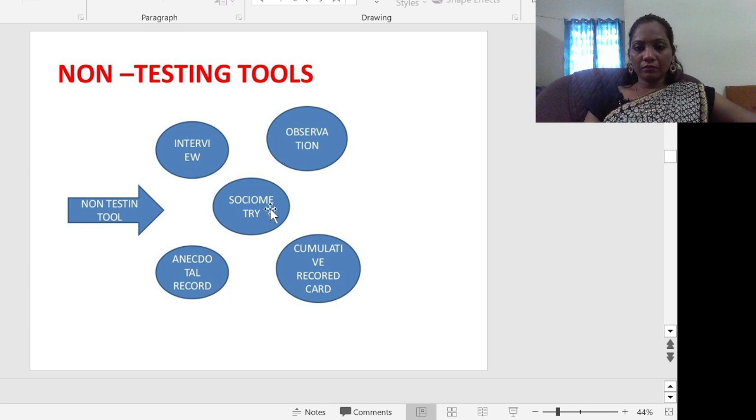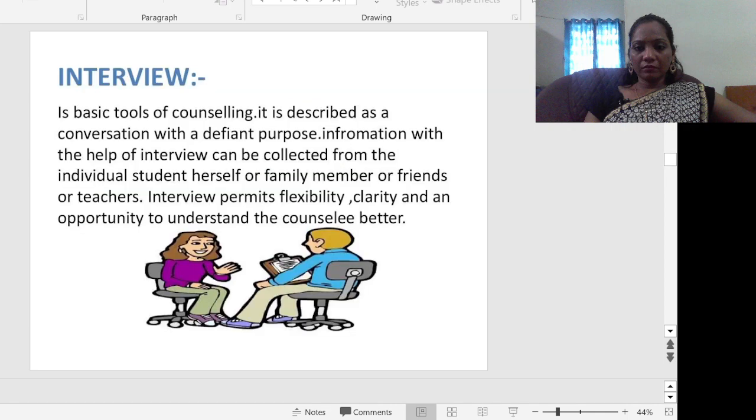The first method we are going to discuss is the interview method. Everybody knows it's general information gathering, and it's a basic tool of counseling. We collect information from the individual or from the group regarding what they need or what problem they are facing. It is described as a conversation between the counselor and counselee to collect information. That can be the student, or sometimes family members, friends or teachers also.